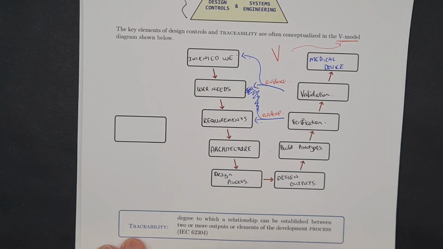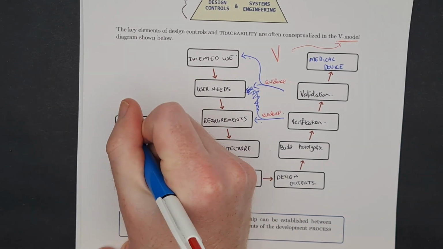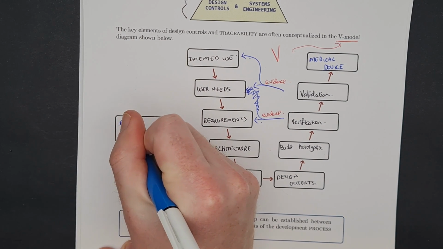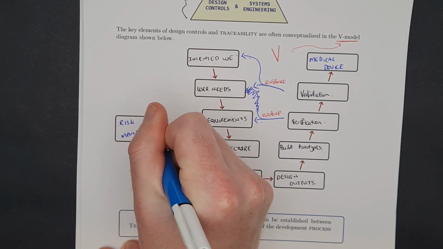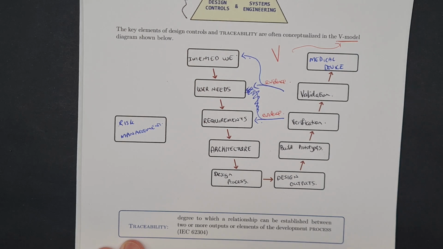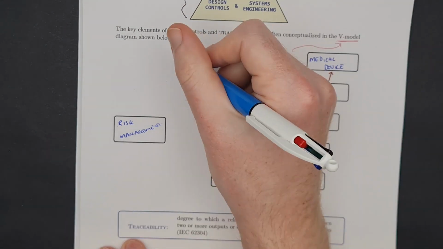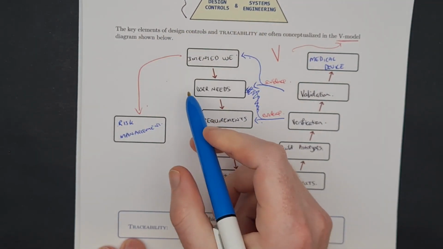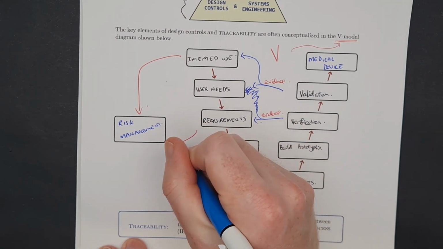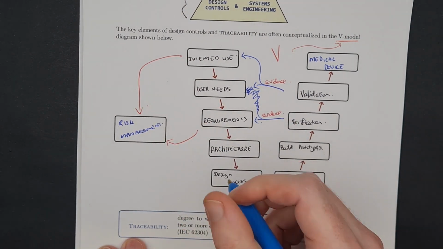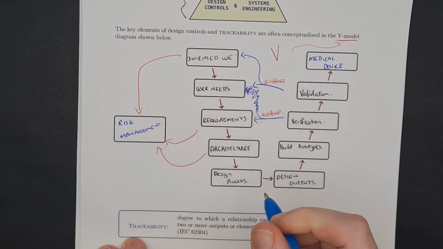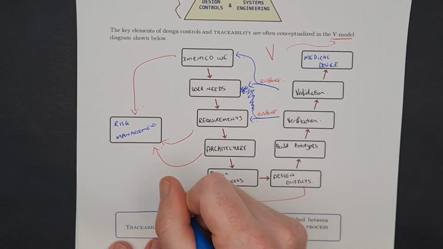Now, the question that you might have is how exactly does risk management intertwine with this entire process of design controls? And risk management basically exists over here to the left. When we look at risk management, we take certain inputs like our intended use. We'll also look at the requirements. We'll ask, are they adequate? That could be a risk. We'll look at the architecture. We'll also look at our design outputs because there'll be failure modes associated with design outputs.